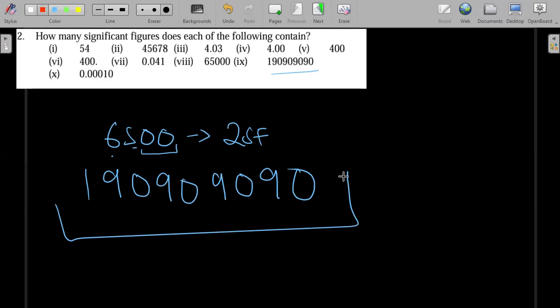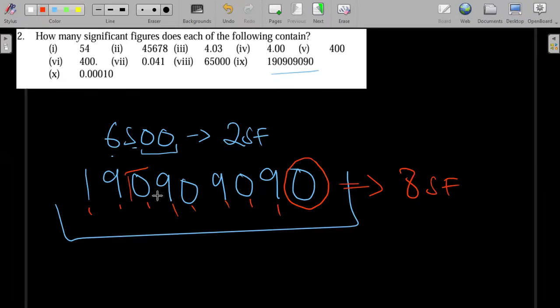Okay, anyone to try? How many significant figures do you think this number has? Anyone? Eight. Okay, someone is saying 8. Okay, let's count. So 1, 2, 3, 4, 5, 6, 7, 8. Okay, we're going to say 8 significant figures. So we are not counting this 0 as a significant number. Okay, why? Because it's a trailing 0. It's at the end and there's no decimal point here.